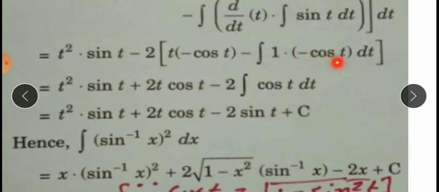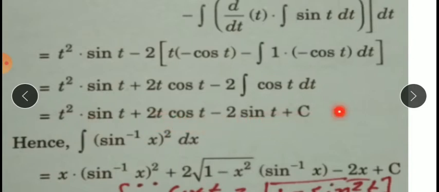Here is cos t, this is cos t. Integration of cos t, you know that is equal to minus sin t. Integration of cos t sin t. This is our required integration in form of t.